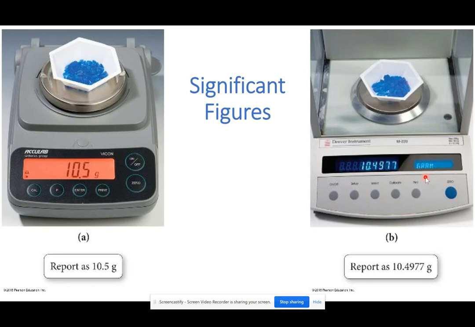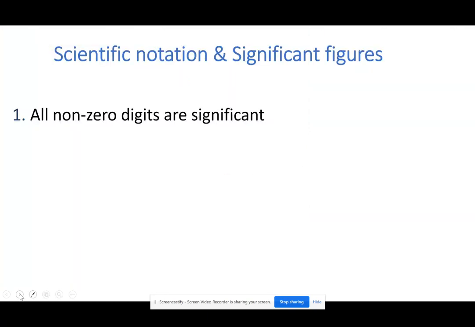As scientists, we report our numbers in many different ways. So when you're reading a report or some sort of journal article, you want to be able to identify how good the instrument was that the scientist used. How close did it get to the actual value? What we're going to talk about now is how we can read a number and identify how many significant figures, or significant digits, are in that number. Here's a quick list of rules that we're going to go over.